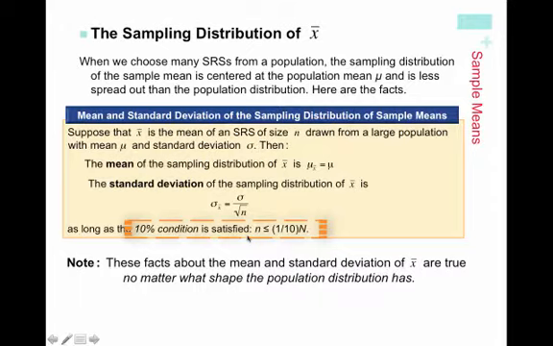And these facts, this mean and standard deviation, are true no matter what shape our population distribution has. Our population does not have to be normally distributed. It could be skewed, it could be uniform, it could be some random distribution, but these mean and standard deviation relationships will always exist.